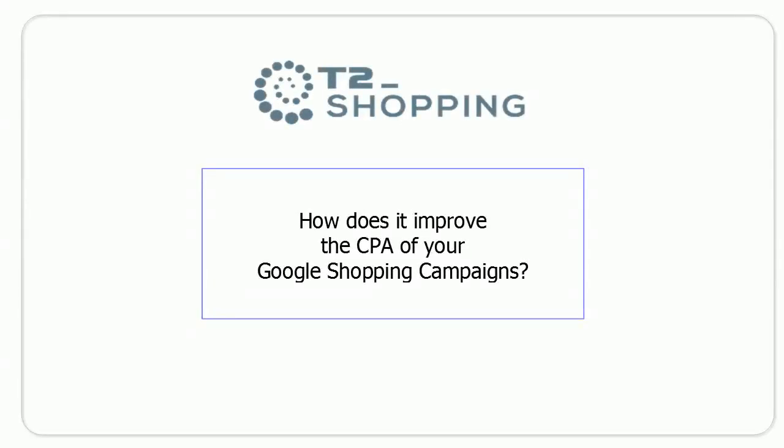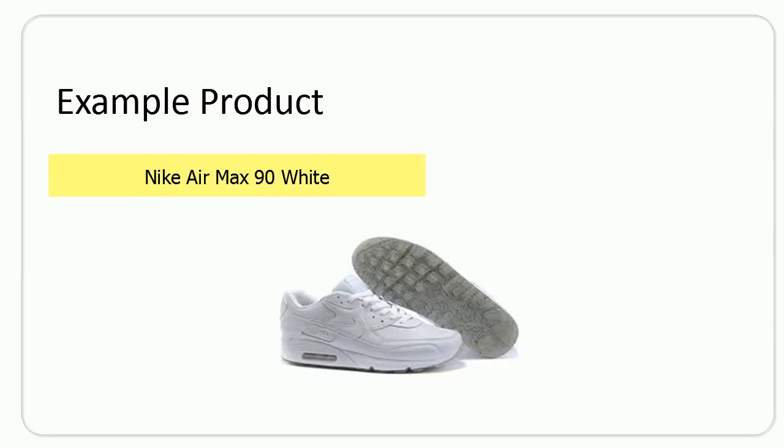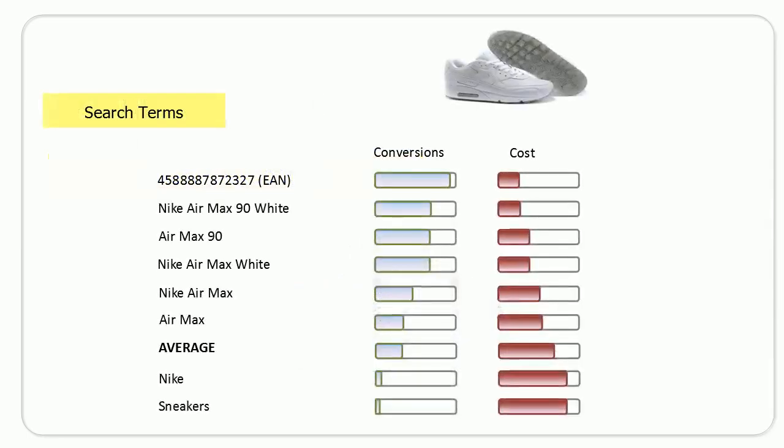In the following presentation, you will see how this system can make a big difference for your shopping campaigns. So let's start with a product, which is in this case a Nike Air Max 90 in white for women. So let's say we had a Google Shopping campaign for this product.